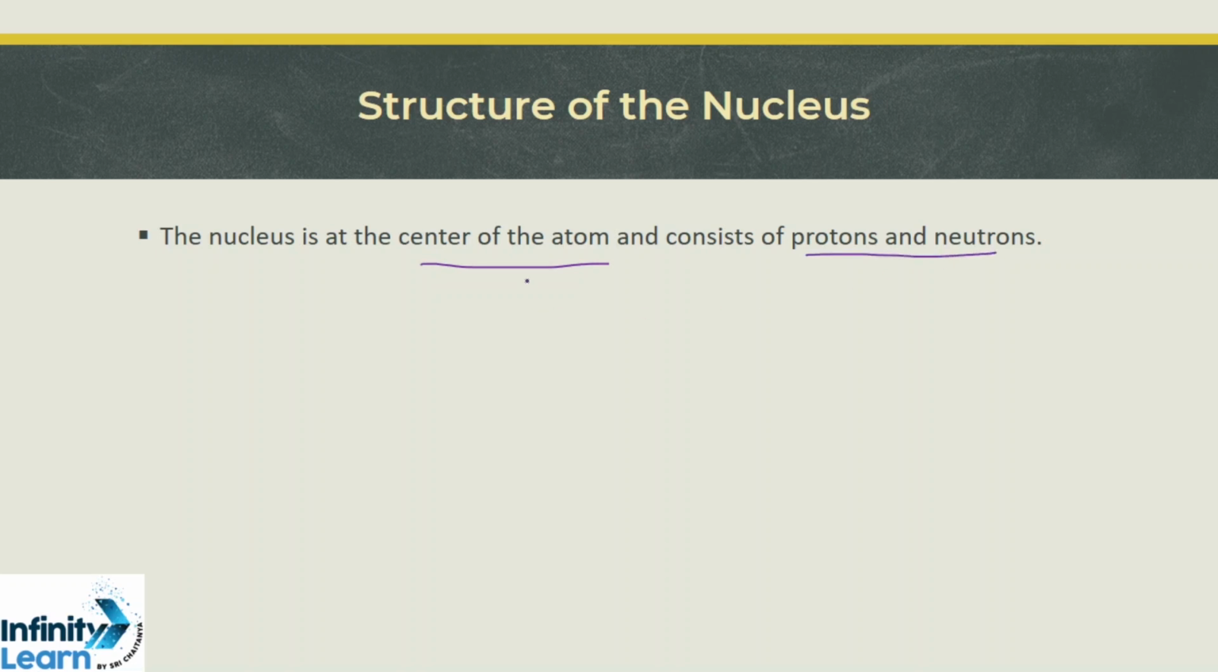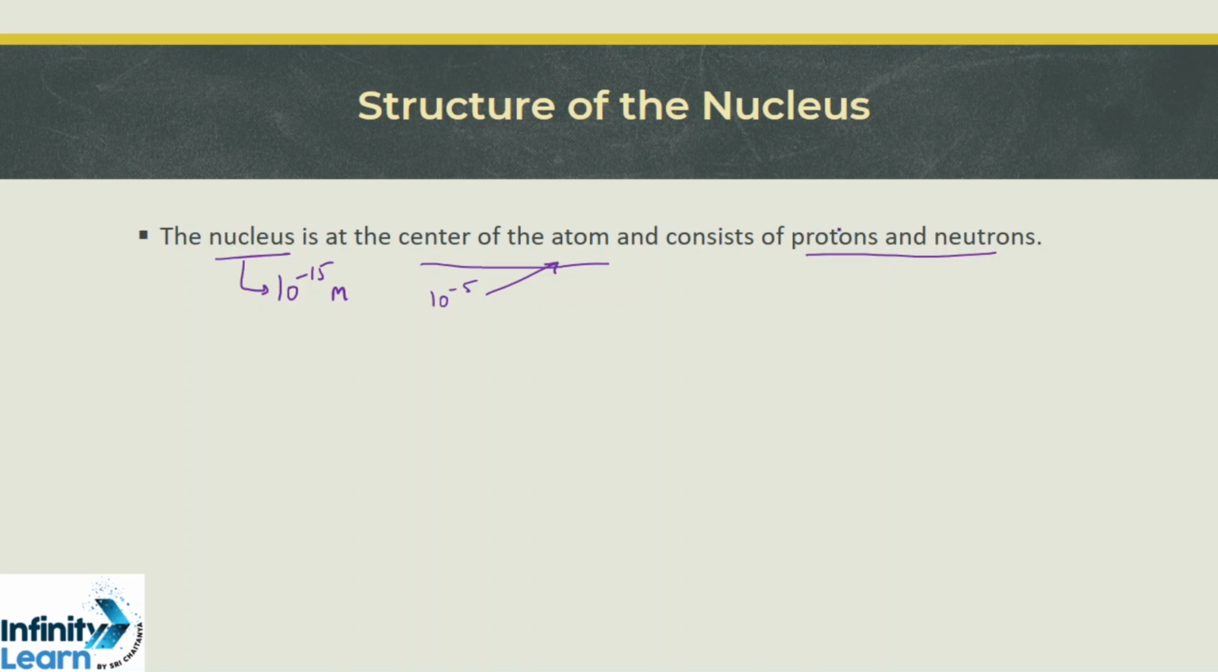This was basically verified by the alpha particle scattering experiment. Now the nucleus, since it is at the center of the atom, its size is very small. It is of the order of 10 raised to minus 15 meter, so it is around 10 raised to minus 5 times the size of the atom. So the size of the atom is 10 raised to minus 10, into 10 raised to minus 5 will give us 10 raised to minus 15.